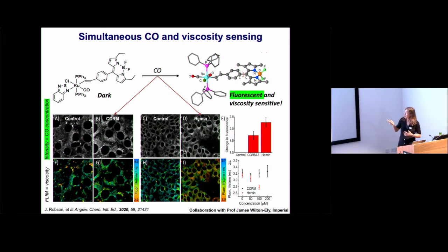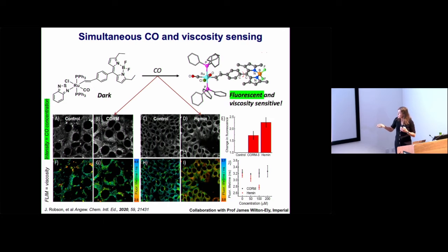So we now have two parameters. One is fluorescence: a bright signal means that we have CO present, and lifetime is indicative of the viscosity of the environment. So what we did here is that we produced CO in cells in two different ways. One is using a chemical CORM, which just releases CO in contact with water. And another one is by incubating cells with heme, which triggers biochemical pathways that cause inflammation and CO release this way. In both of these cases, I hope you can see that fluorescence goes up, so CO is being produced, but lifetime, and so viscosity, behaves in a very different way.